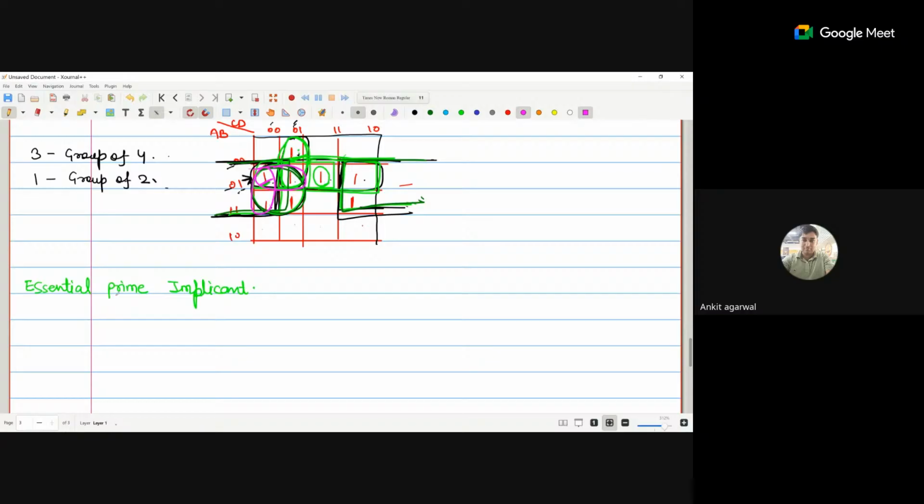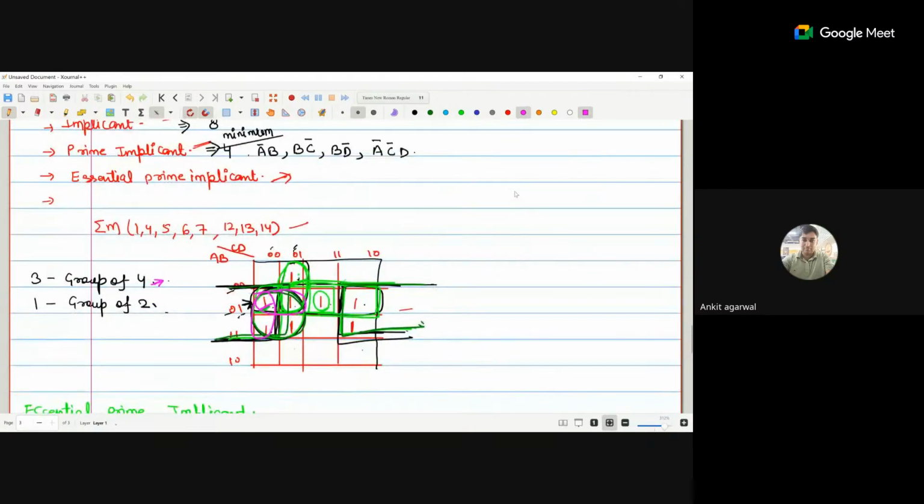Now, how many groups have we formed where a term is available that does not create any other group? That is called the essential prime implicant. So we have created three groups of four and one group of two. What are the terms of that one? This one.